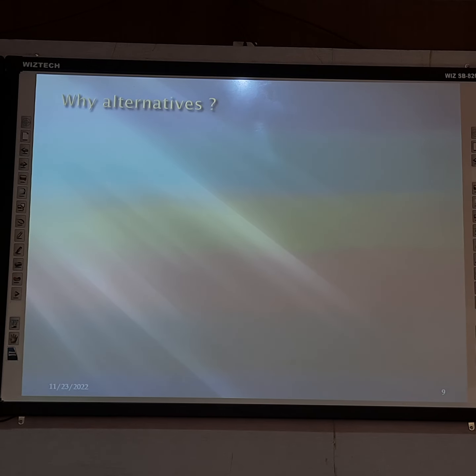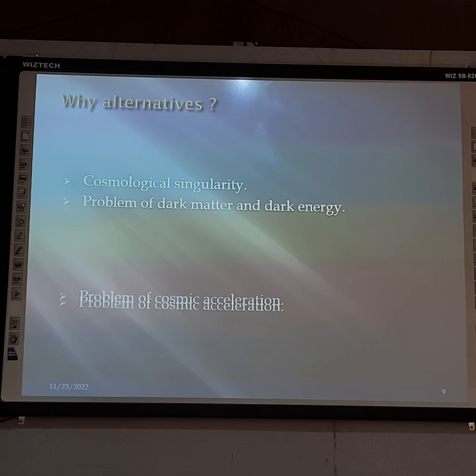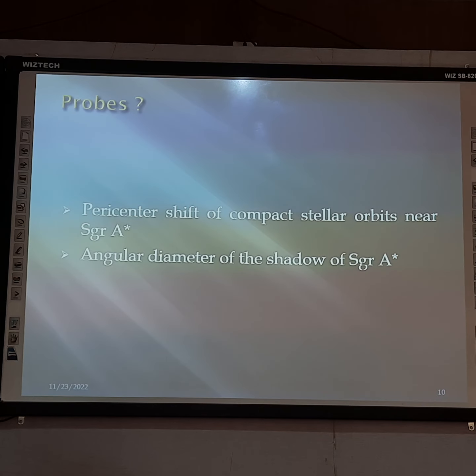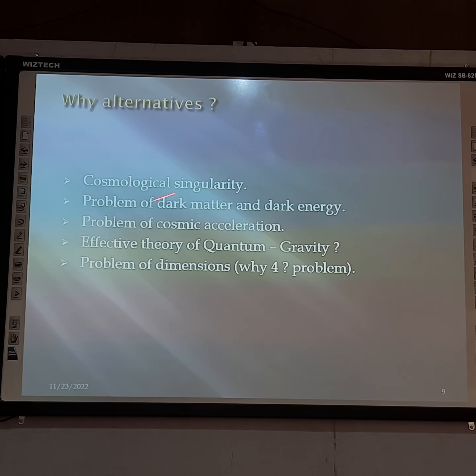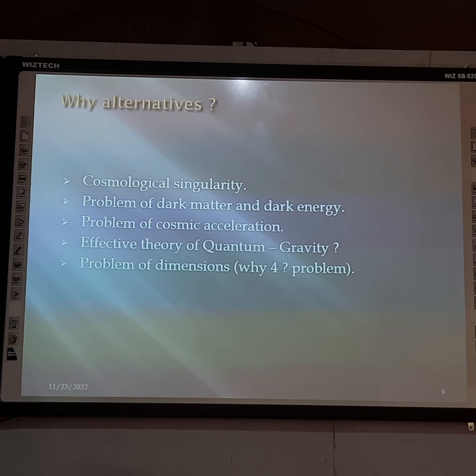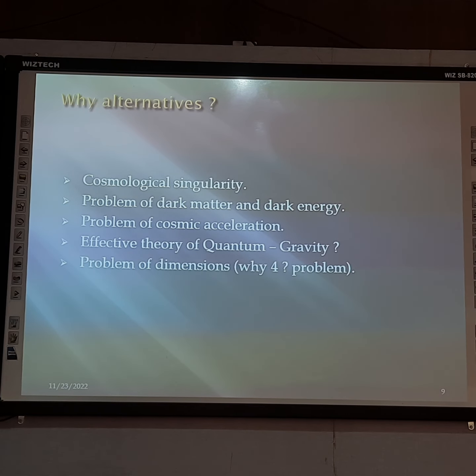And why are these alternatives required? We have many problems with GR. These are what has been displayed. We have cosmological singularity, if we believe in Einstein's theory. Then we have the problem of dark matter and dark energy. We are not understanding dark matter and dark energy physics because they are based on the assumption that Einstein's GR is correct. Then we have the problem of cosmic acceleration. Why is the universe undergoing accelerated expansion? Is it because of a negative pressure field, or because of breakdown of GR at large scale? That is not yet settled.